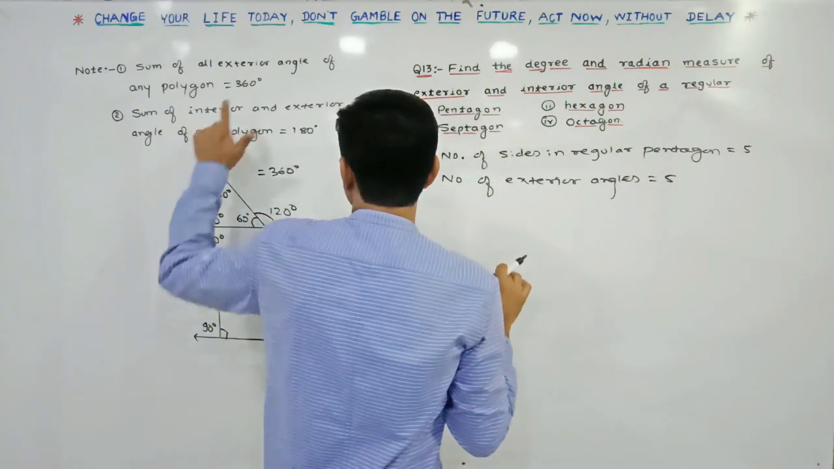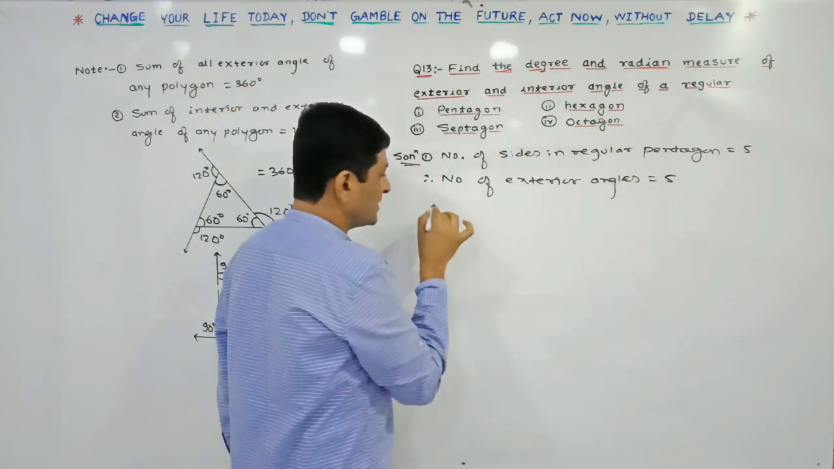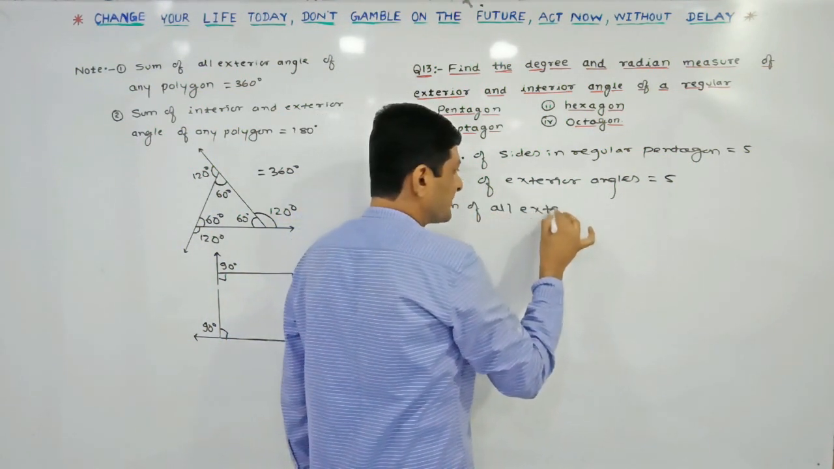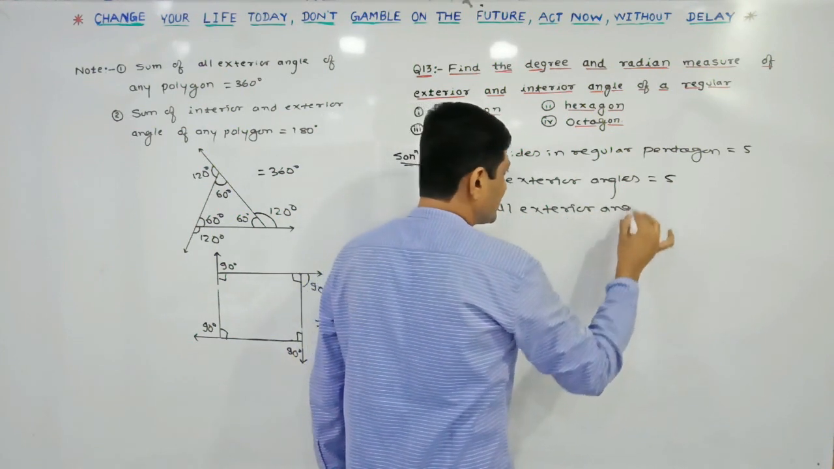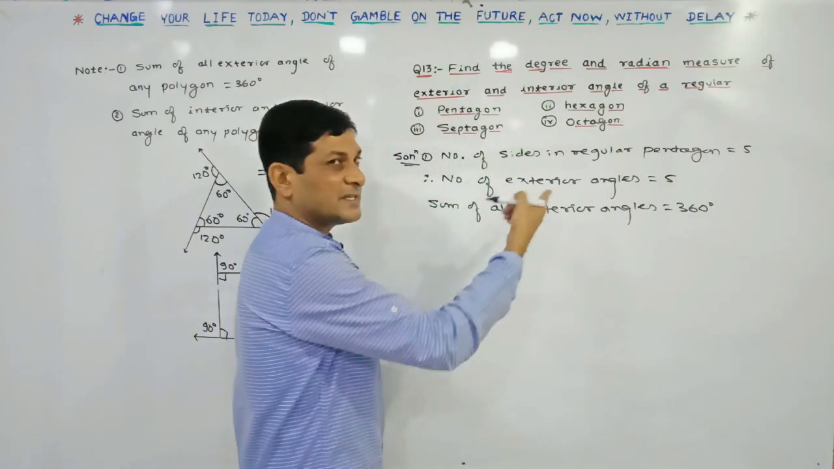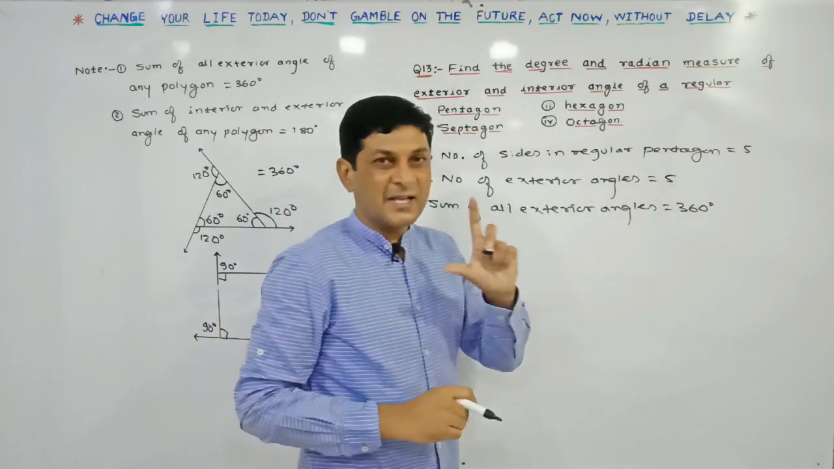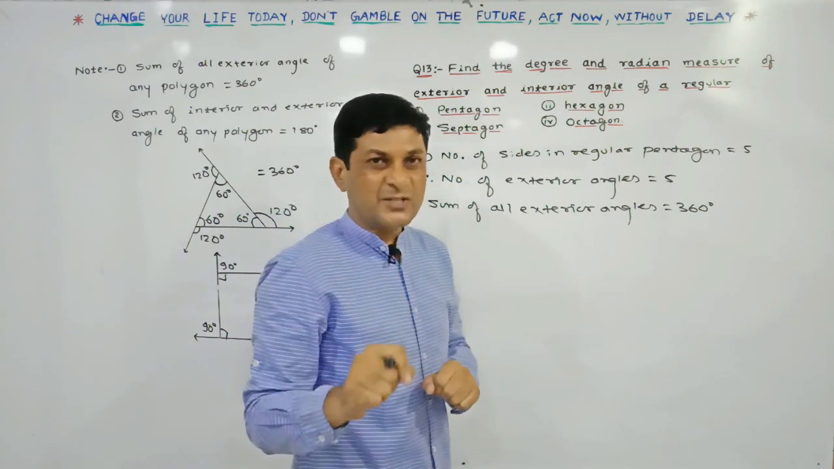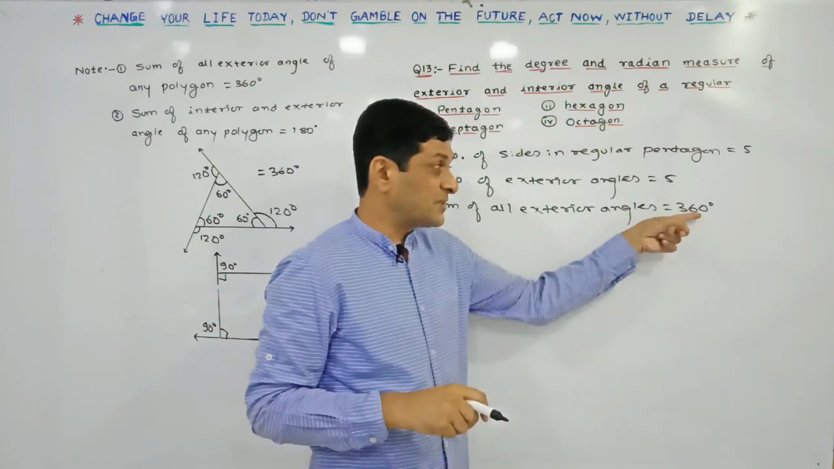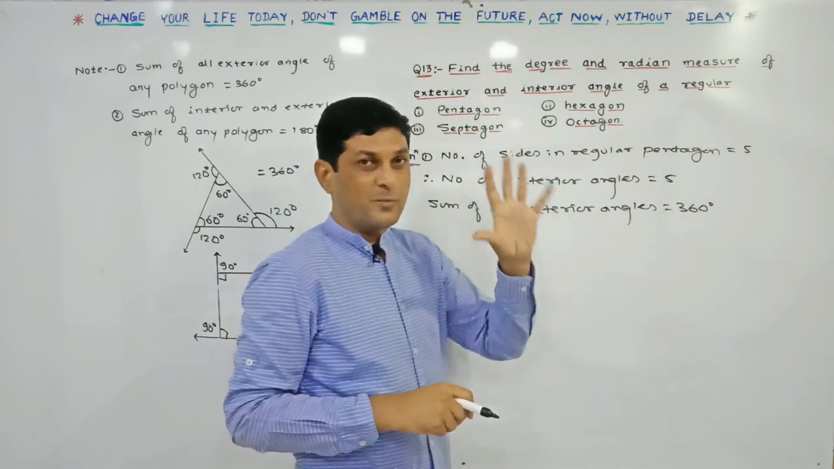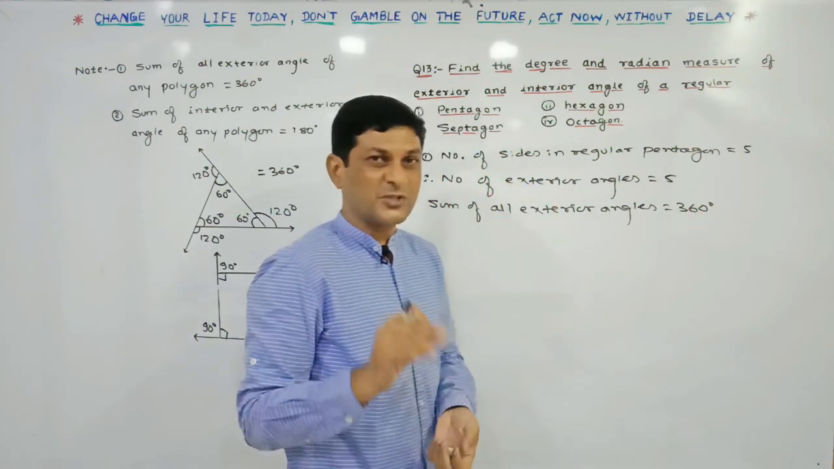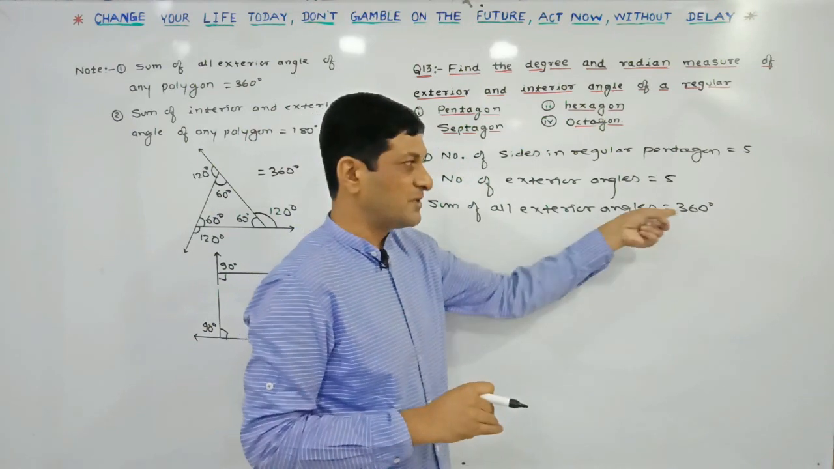Now what important result have we seen? That the sum of all exterior angles is equal to 360 degrees. And in the pentagon, how many exterior angles are there? 5. So to find the measure of each exterior angle, we have to divide 360 by 5, because 360 is the sum of all exterior angles and there are 5 of them. So the sum of 5 exterior angles is equal to 360, which means to find the measure of each exterior angle, we divide it by 5.